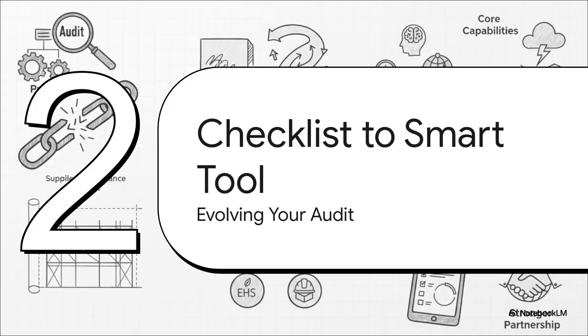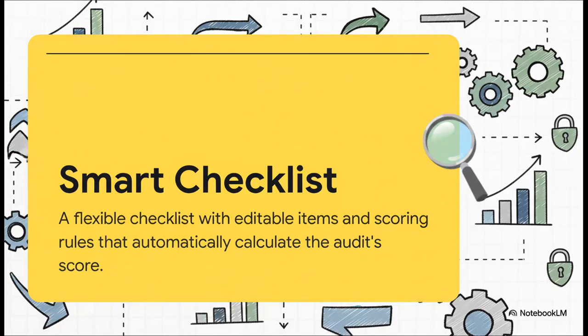Okay, so we've got this awesome 10-point framework. But a framework is only as good as the tools you use, right? I mean, a 50-page paper checklist? That's just a nightmare to manage and analyze. So the real question becomes, how do we take this checklist and turn it into something smart? And that's where the SMART checklist comes in. This is the evolution. It takes your audit from a dead, static document and turns it into a living, breathing, data-driven tool. Just picture it, a flexible digital checklist where you can tweak things on the fly and the scoring happens automatically. What you get is instant, actionable information right at your fingertips.